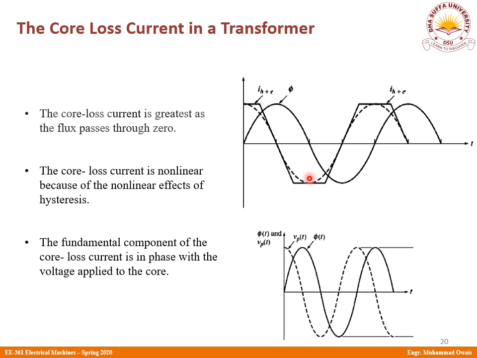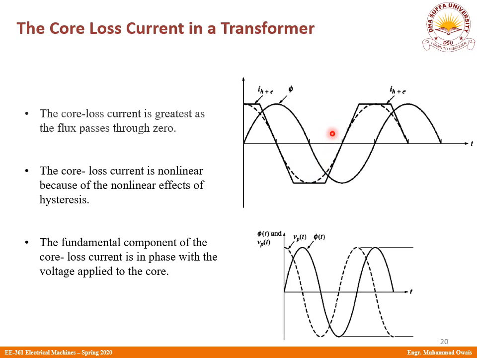क्योंकि actually जो मेरे पास eddy currents होते हैं ना core के अंदर, these eddy currents are proportional to the rate of change of flux d phi by dt, and this is the point where the rate of change of flux is maximum. ठीक है, यही वजह है कि मेरे पास यहाँ पे जो component है, this component is maximum.